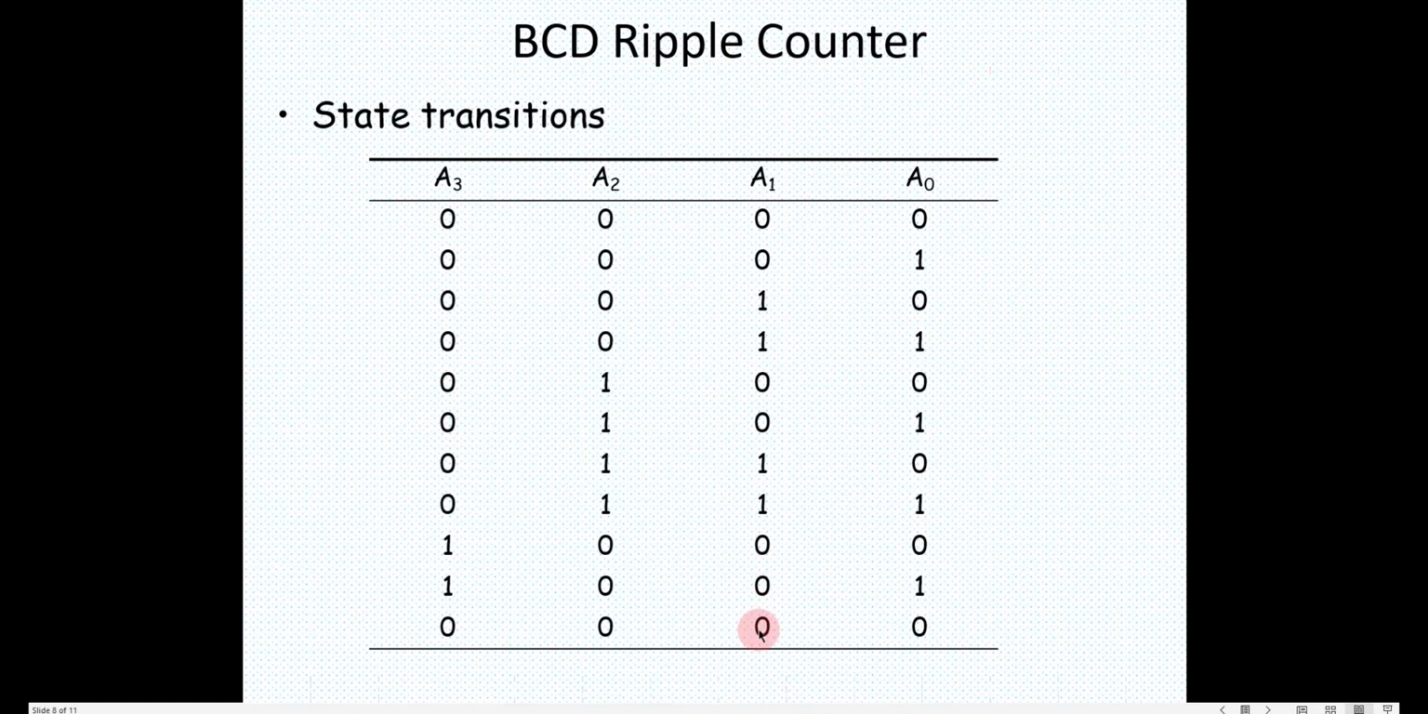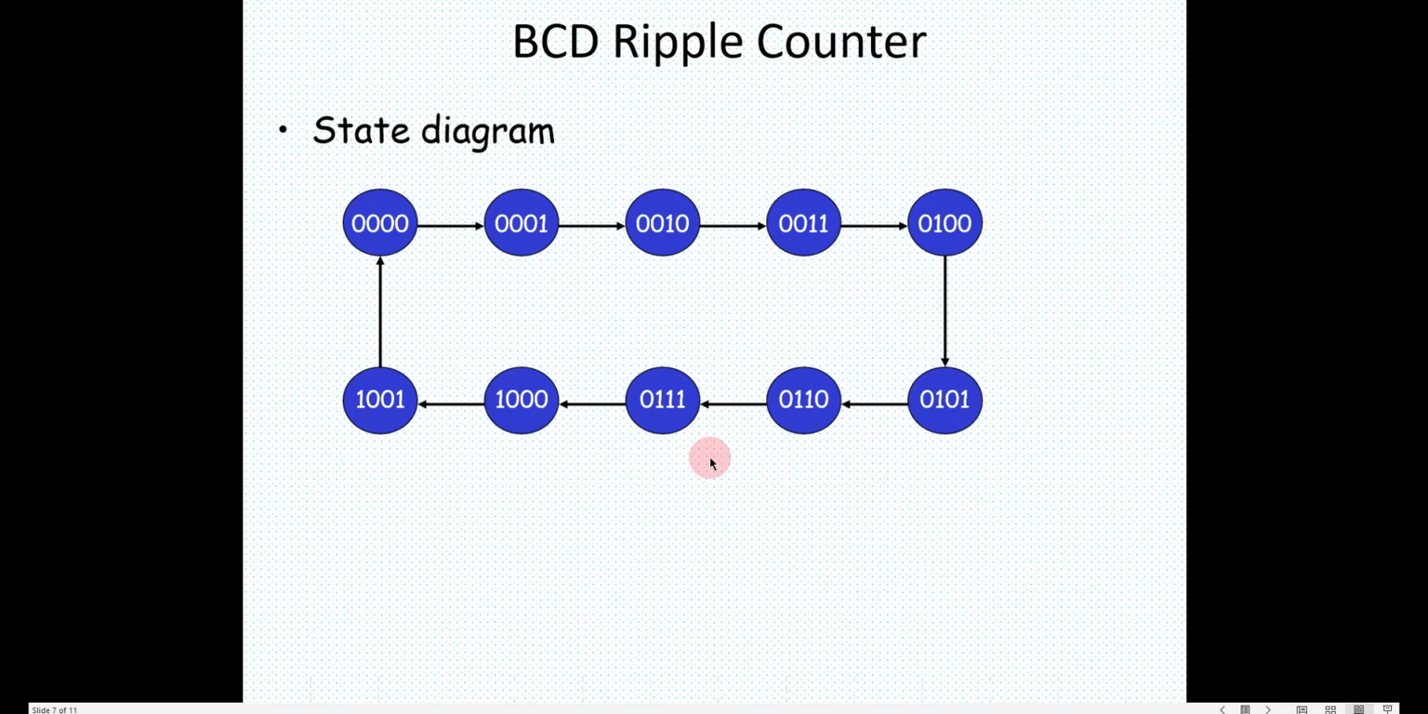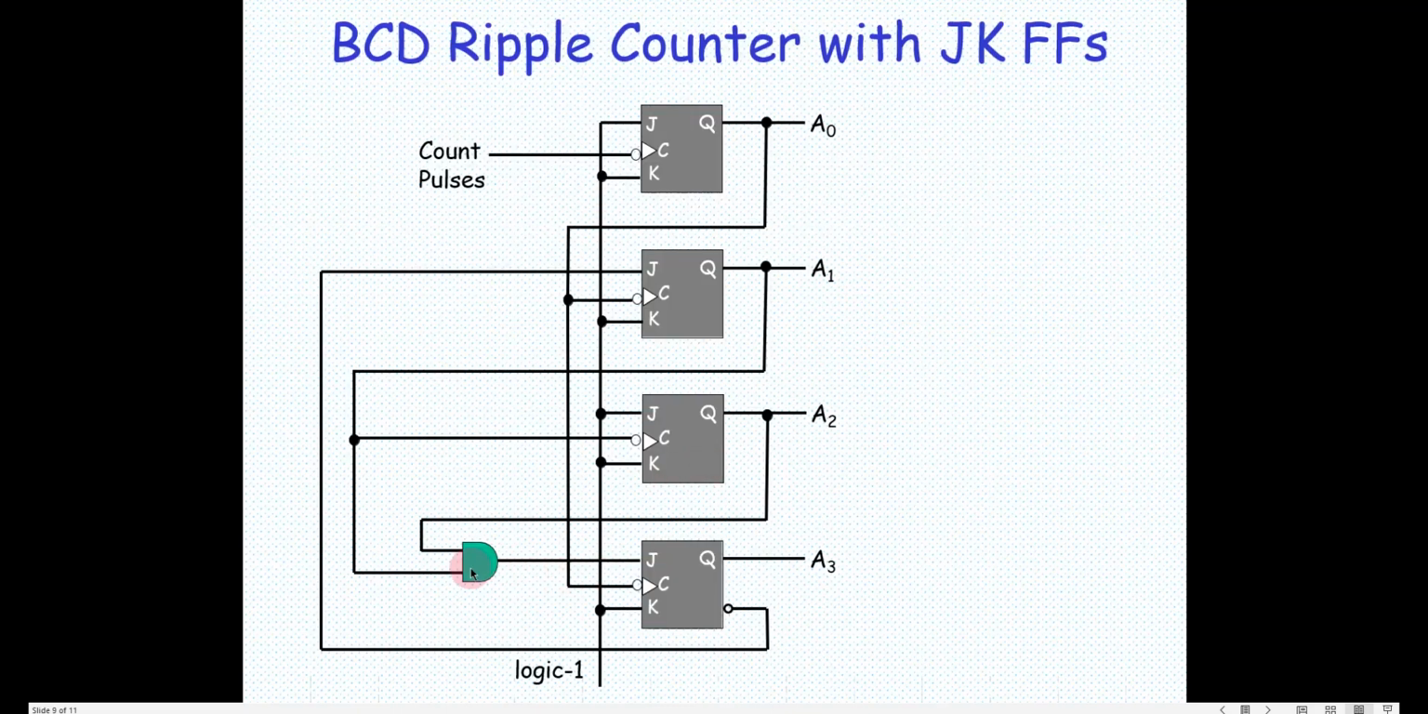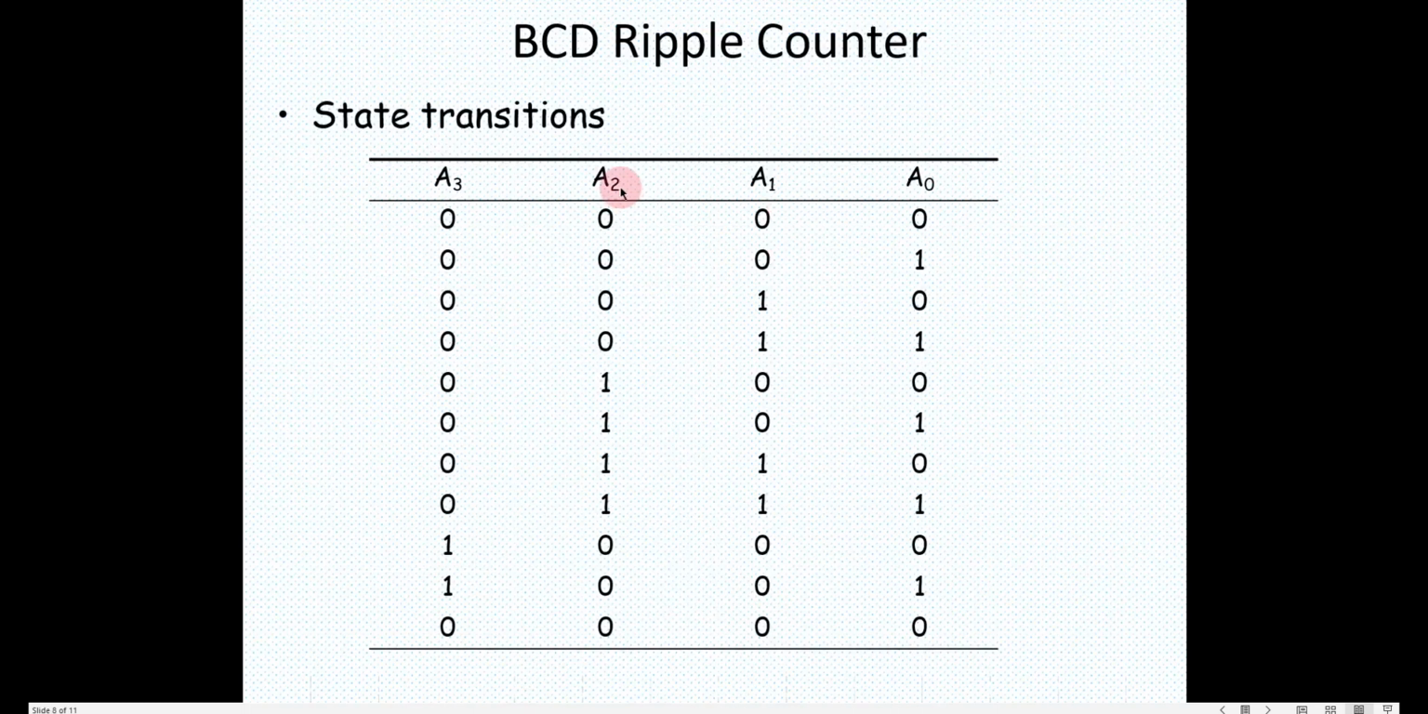Because J is 0 in this particular case, because I have given this bar out here. So that is how A1 is implemented. So if you see here, A1 is implemented by taking a Q bar from here and giving it to J. Okay, so that is how. Now let's take the second, A2.